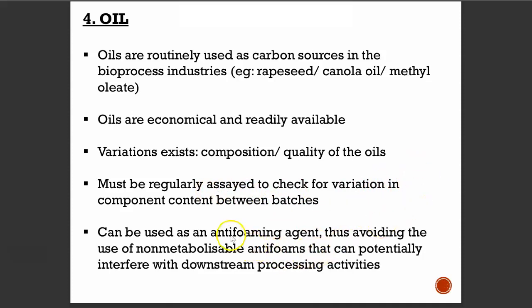Oils can be used as anti-foaming agents, thus avoiding the use of non-metabolizable antifoams that can potentially interfere with downstream processing activities.